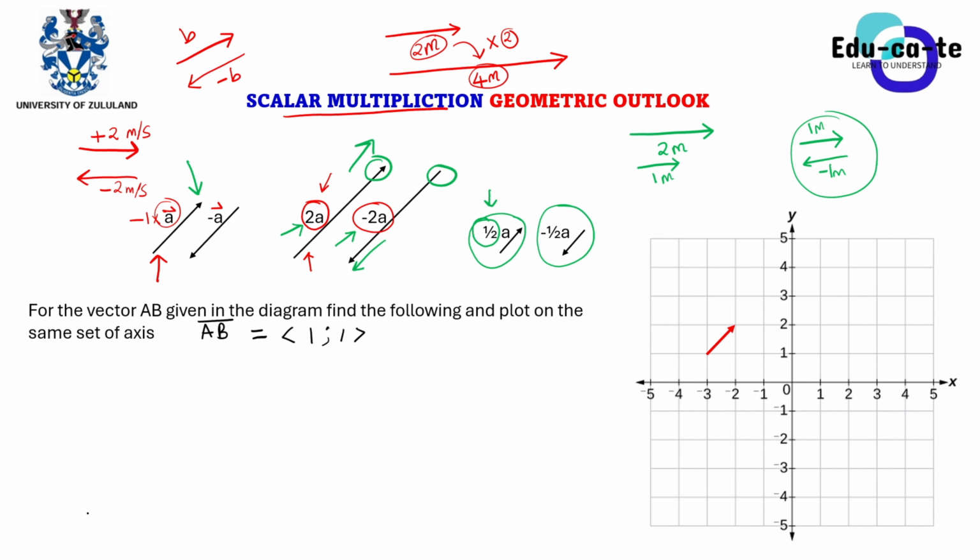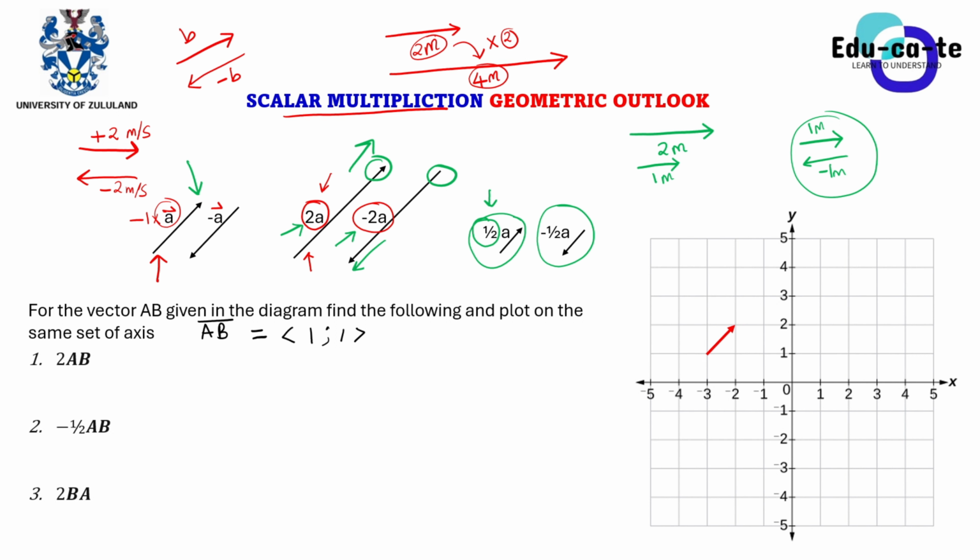1:1. So the vector is given by the components 1:1. How did I see that? You can see that from here to here, the x component is 1, and from here to here, the y component is also 1. So this vector is given by 1:1. Those are its components. Now I want us to do scalar multiplications on this vector and geometrically represent them on a Cartesian plane.